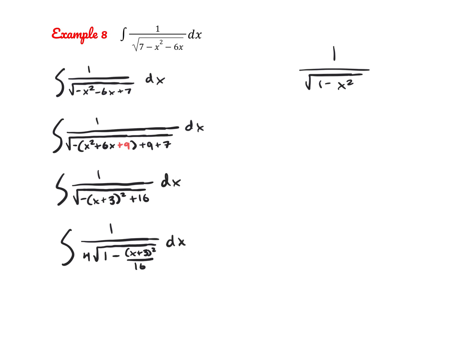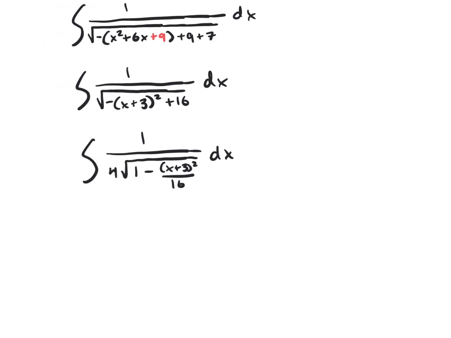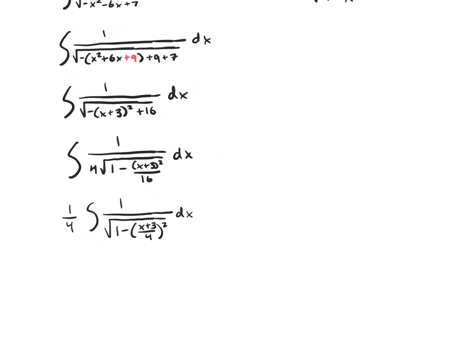And I forgot my dx up here. Then from here, I can pull this 16 into this term being squared. I can also pull my 1/4 out front. And I have the square root of 1 minus x plus 3 over 4 squared. And now I do have that structure for arc sine.